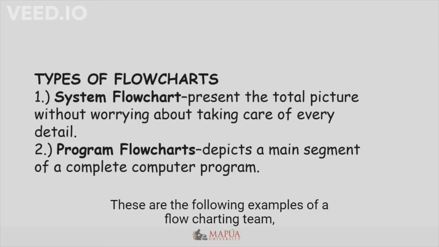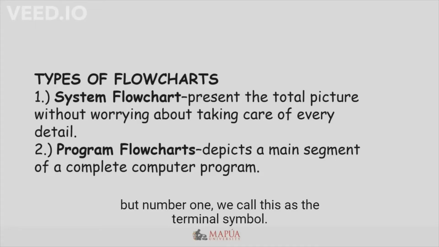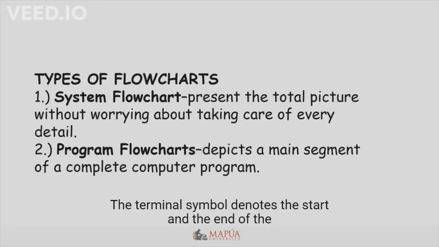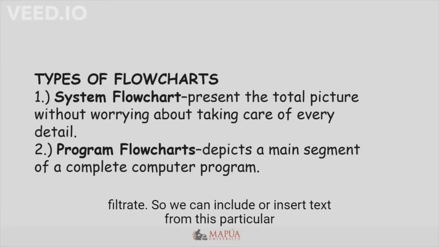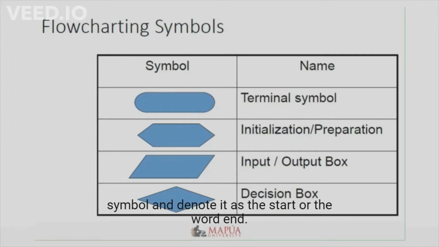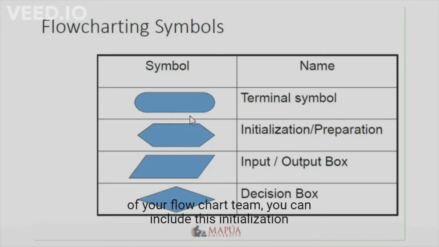These are the following examples of flowcharting symbols. Number one, we call this the terminal symbol. The terminal symbol denotes the start and the end of the flowchart. We can insert text in this symbol and denote it as the start or the word end. The next symbol is the initialization or preparation symbol. If you have a constant at the first part of your flowchart, you can use this initialization or preparation symbol and put the variable with a constant value.